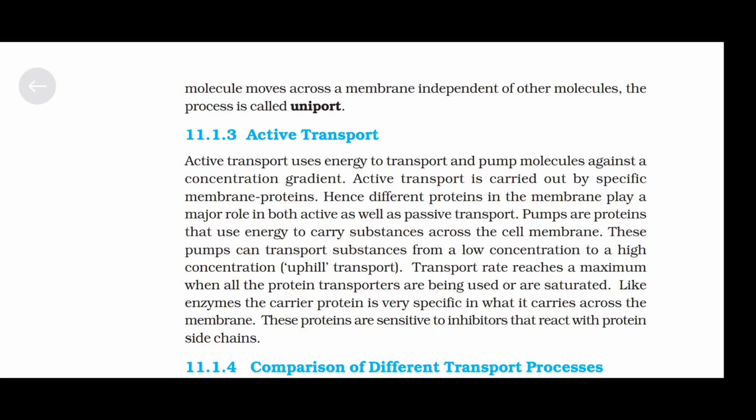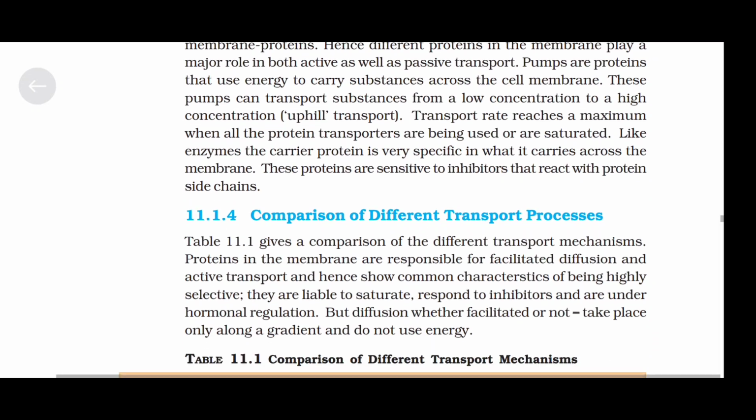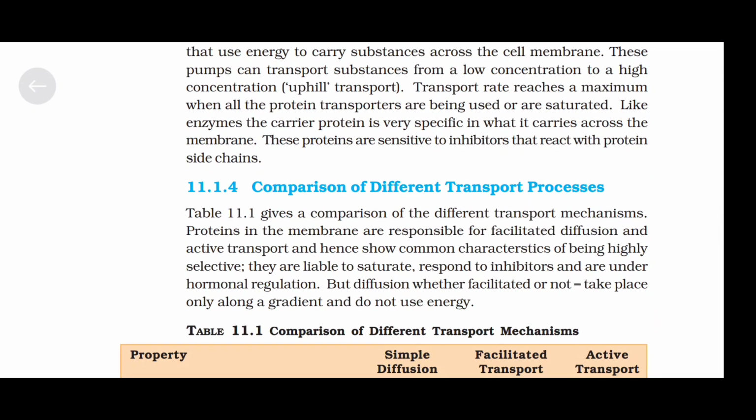Transport rate reaches a maximum when all the protein transporters are being used, or are saturated. Like enzymes, the carrier protein is very specific in what it carries across the membrane. These proteins are sensitive to inhibitors that react with protein side chains.